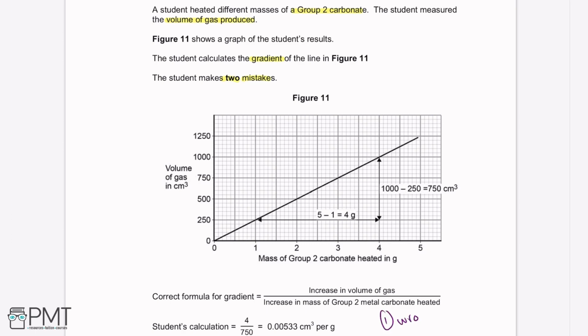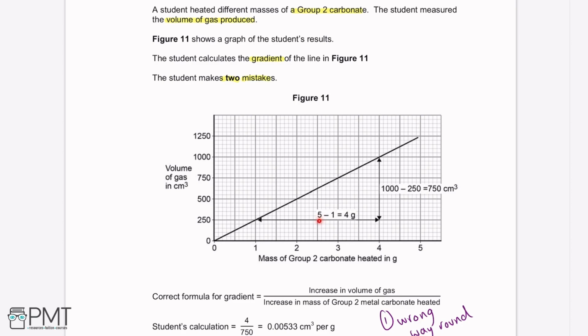So just as a quick note to myself, I'm going to write number 1, wrong way round. We're going to write the answer properly in a minute. Now the second mistake comes from finding the increase in mass of group 2 metal carbonate.